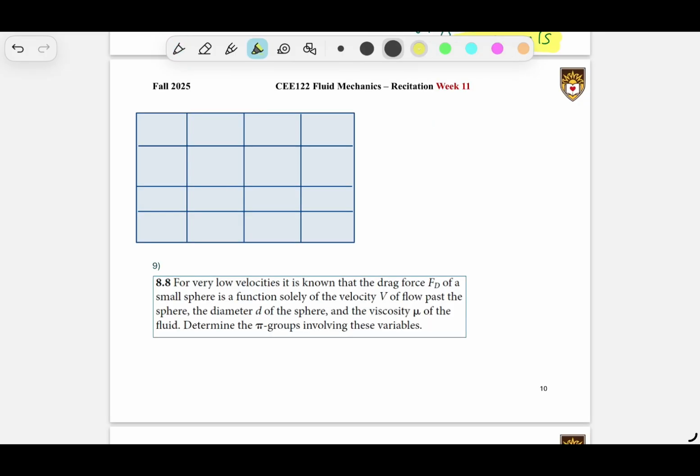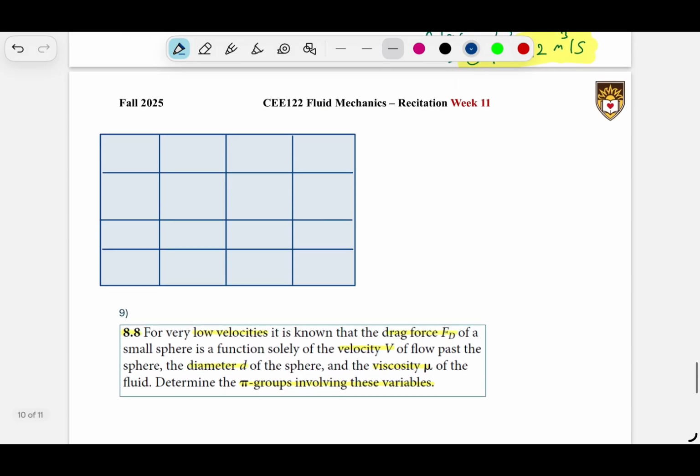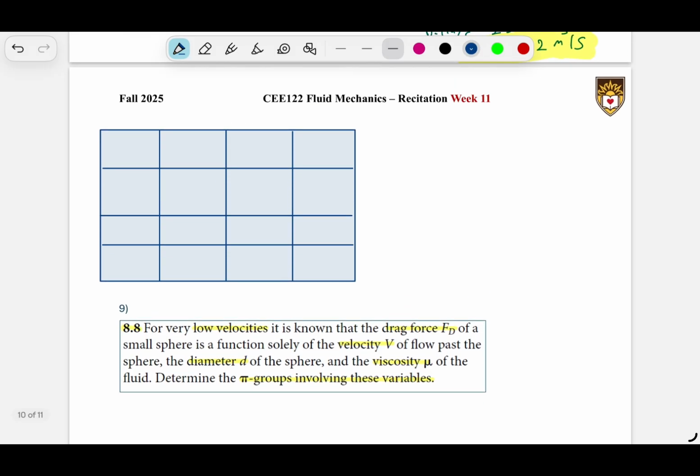This is question 9.88. Here, for very low velocities, it is known that the drag force F_D of a small sphere is a function solely of the velocity that passes the sphere, the diameter d of the sphere, and the viscosity of the fluid. So we need to determine the pi groups involving these variables. Let me first find how many pi groups we have.